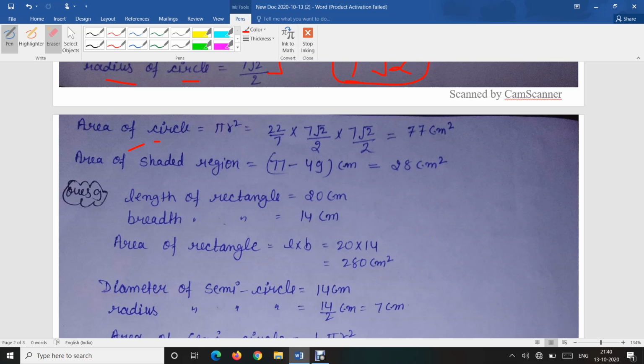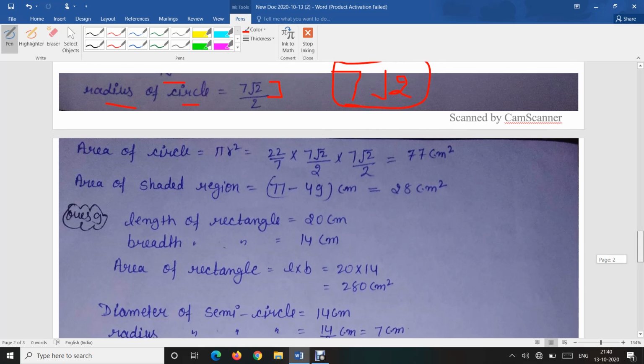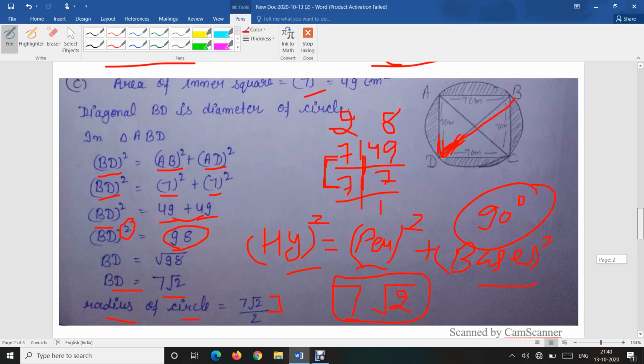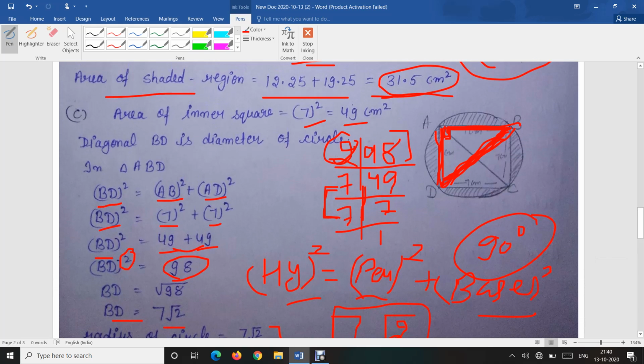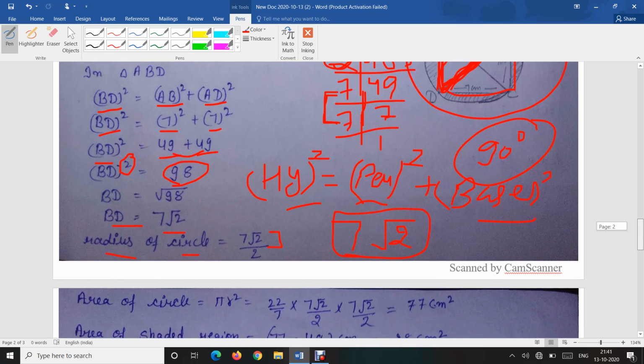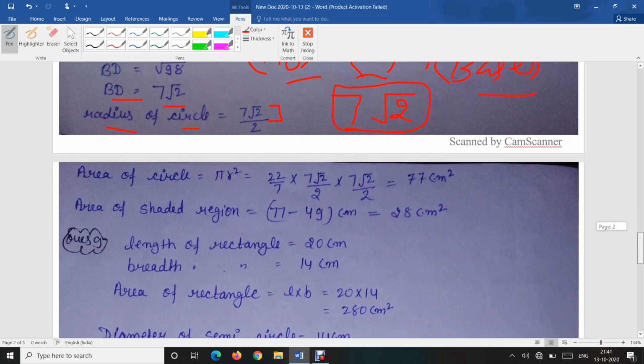Now see ahead. After that, you have to find out the area of the shaded region. How can you find out the area of the shaded region? Obviously you have to subtract the area of this square from the area of this circle. So now you have the area of circle as well as you have the area of square. So you can subtract area of square from the area of circle.